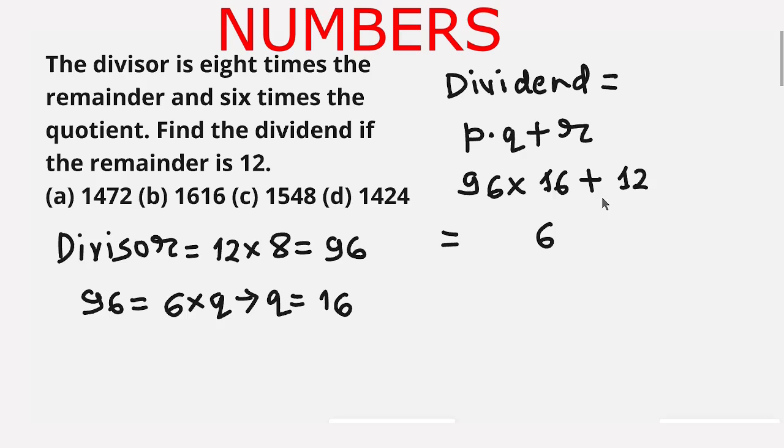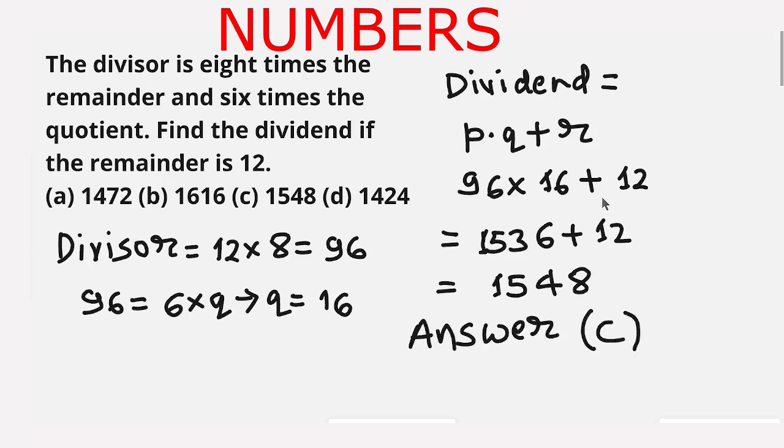16 times 6 is 96. We write 6 and we carry 9. And 16 times 9 is 144. 144 plus 9 is 153, so 1536 plus 12 is 1548. So the dividend is 1548. And from the given options, our answer is option C, 1548.